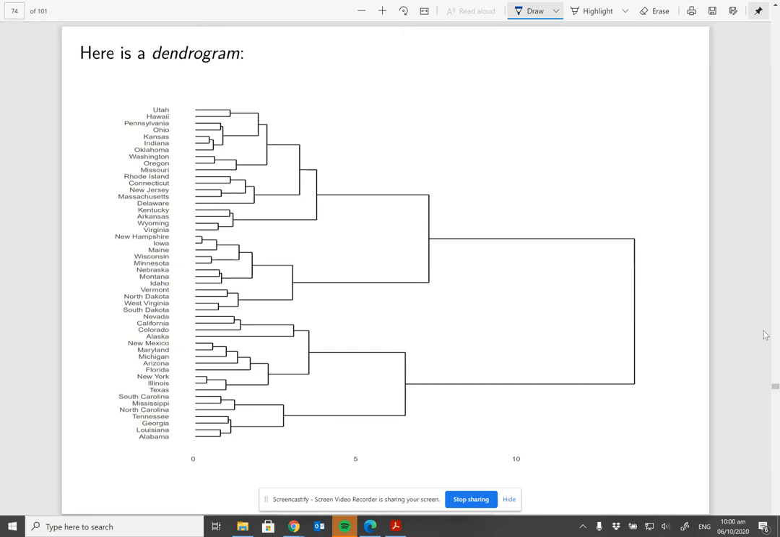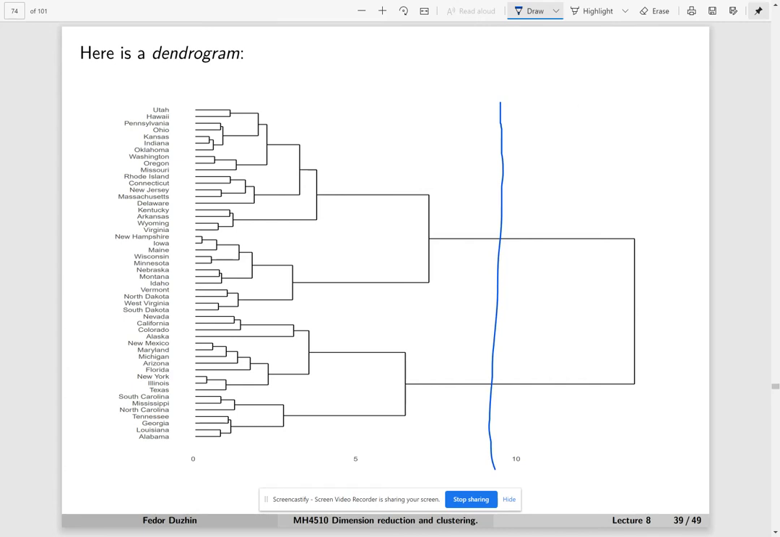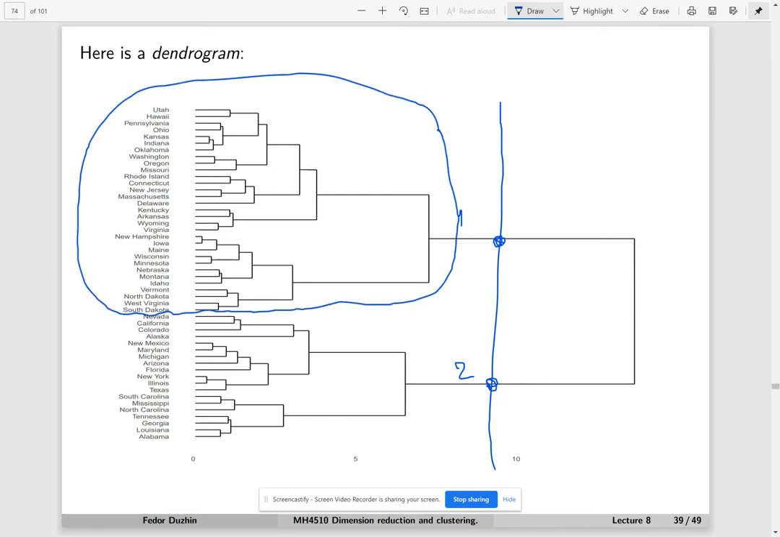But the idea is that if we want to use 2 clusters, we look at a vertical cross section of this dendrogram so that it intersects the dendrogram twice, right? Then this is going to be cluster 1, this is going to be cluster 2, and we just look at all the data points that eventually are connected to cluster 1. This is going to be our cluster 1, and this will be our cluster 2.